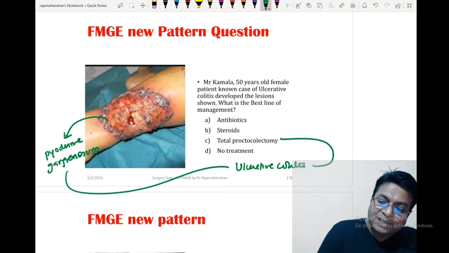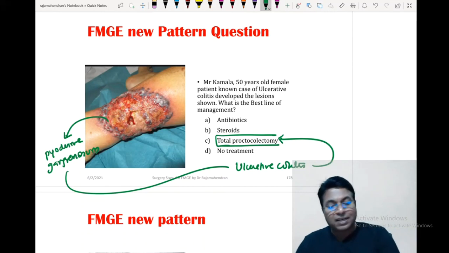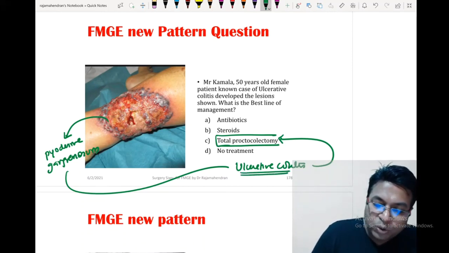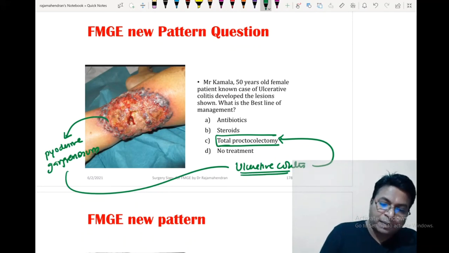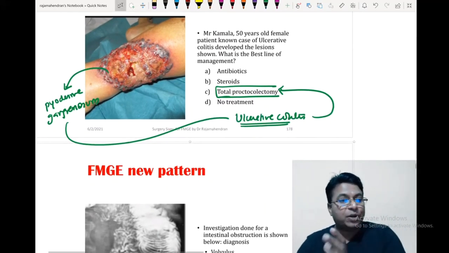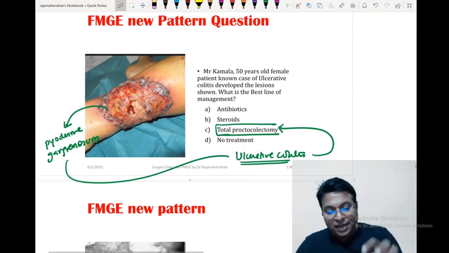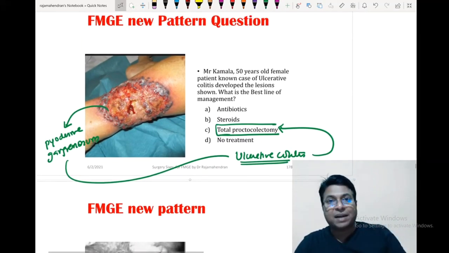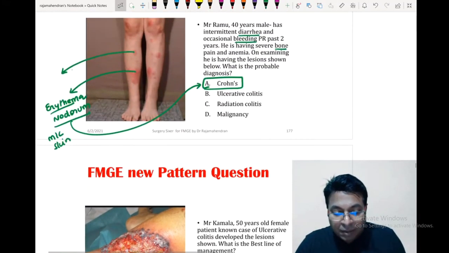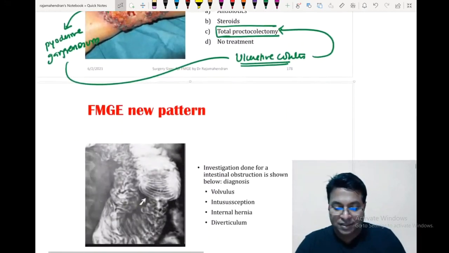In ulcerative colitis, the best treatment is total proctocolectomy. Please don't forget, the best treatment is total proctocolectomy. This is pyoderma gangrenosum showing you ulcerative colitis. Okay. These are all some essential MCQs you should know from dermatology related to surgery. Actually, these are the diseases we sometimes get from the dermatologist. The dermatologist sometimes refers, saying, sir, see this patient having pyoderma gangrenosum, kindly rule out ulcerative colitis. Like that, the dermatologist refers these cases to surgeons.